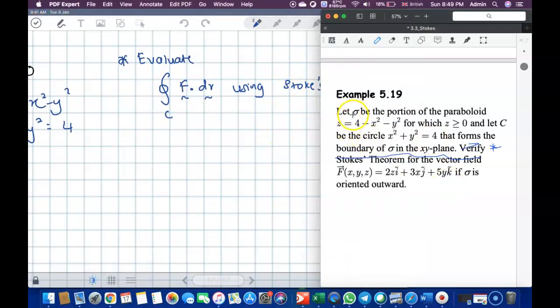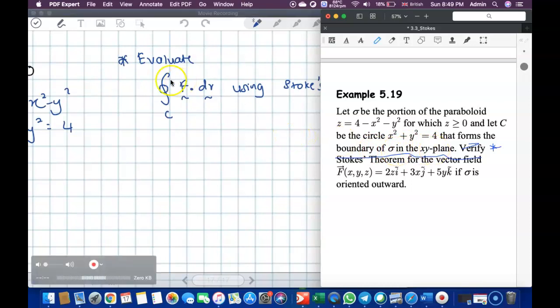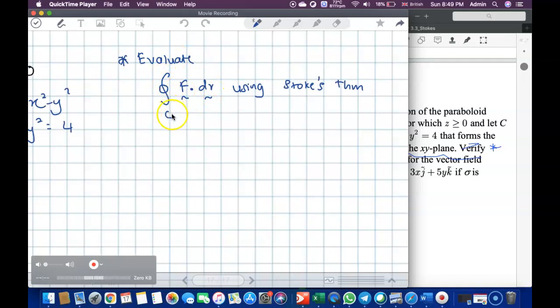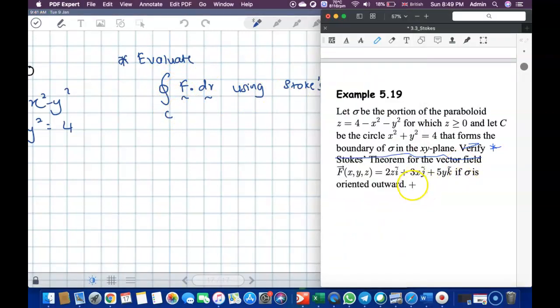Understand? So let sigma be the portion of the paraboloid z, for which z is always positive, and let C be the circle with radius 2 that forms the boundary of sigma in the xy plane. Then evaluate the line integral over the closed curve C using Stokes theorem for the vector field given. This is correct.